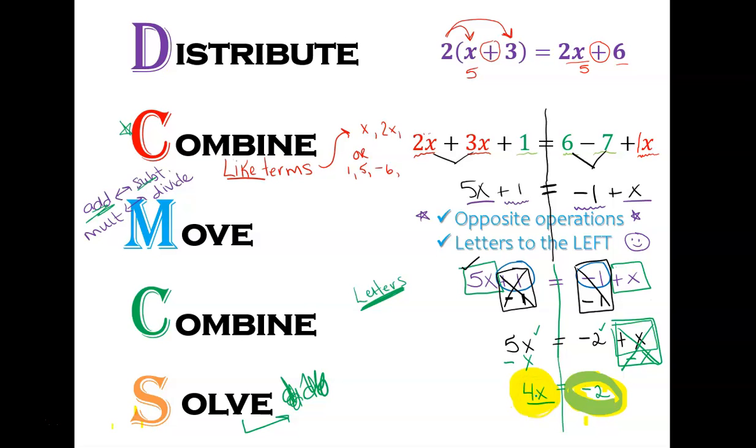This 4 is multiplying. Remember from up here, we said that the opposite of multiplication is division. So if I want to get rid of that 4 that's multiplying, I'm going to divide by 4. Now, I would never, ever, ever just do something on one side and not the other. So I'm going to come to the other side, and I'm also going to divide by 4.